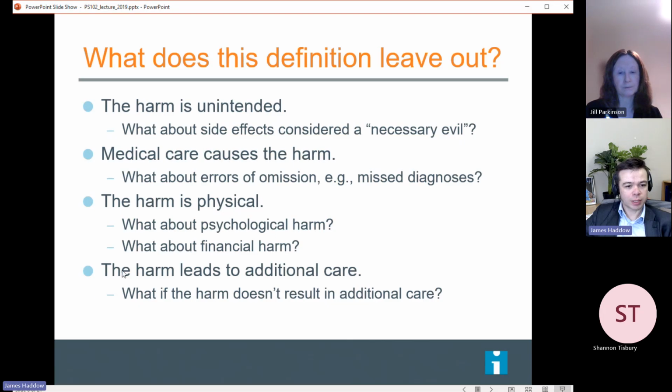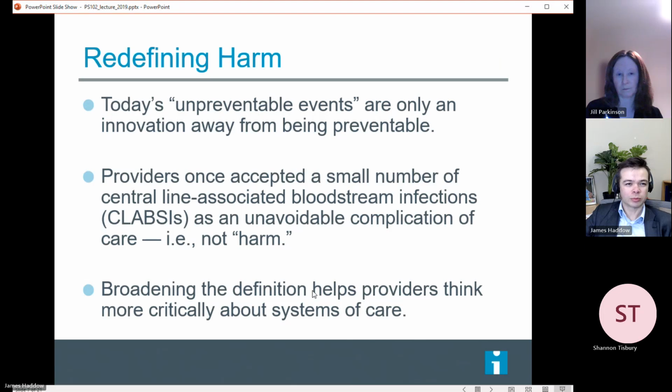And then it also talks about the harm leading to additional care. But what if the harm didn't? Does that mean it's any less important? Probably not. There are a lot of patients who just accept it and move on rather than seeking additional care, or maybe there aren't available resources. Say they only suffered psychological harm. Our psychological services are so threadbare at the moment that even if they wanted additional care, they might not receive it. So we've redefined harm more recently to try and think of it more broadly.